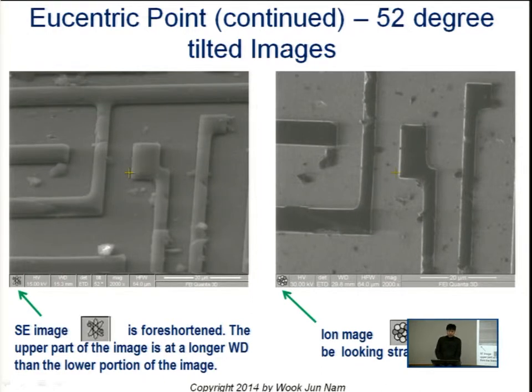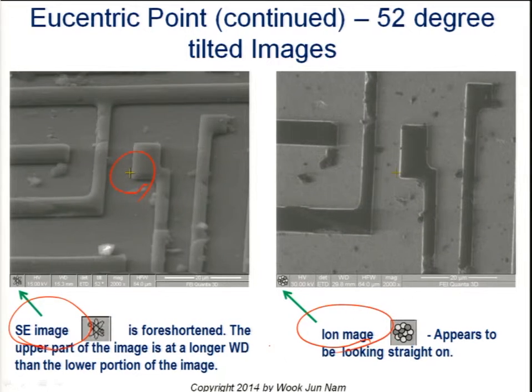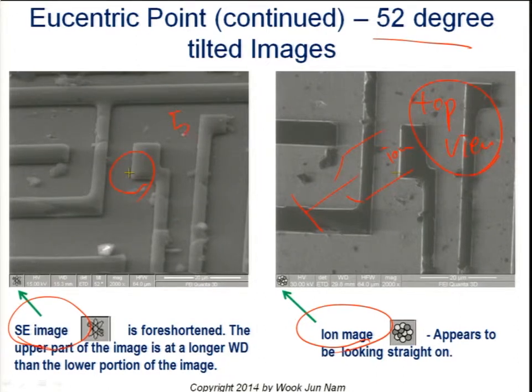So how do we find this eucentric point? When you are focusing a sample, this is the image from the electron beam, and this one is the image from the ion beam. Since it is tilted to 50 degrees, it is normal to the ion column, so it's kind of a top view. And then this one is a 52-degree tilted image, so you can see some of the side structures like this.